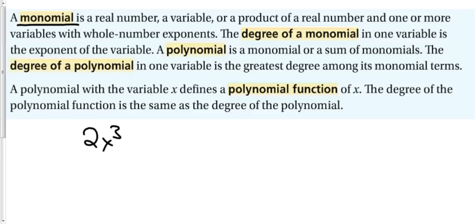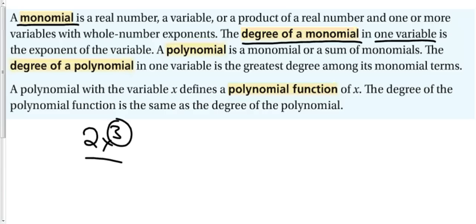The degree of a monomial in one variable, okay, we could talk about degree in more than one variable, but we're going to stick with one variable for this. So the degree of a monomial in one variable is the exponent of that variable. So this particular monomial would have a degree of 3. Next, a polynomial is a monomial or a sum of monomials. So 2x to the third power right here could be a polynomial, but we can further classify it as a monomial.